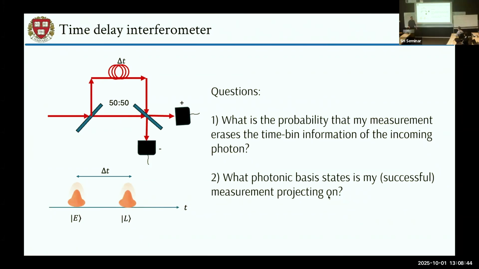Switches are lossy. You can have fast switches, but they're also usually lossy. You can also have slow switches, but then these time bins need to be separated by a lot. And so in the end, for most experiments, they just take the hit of a beam splitter. That being said, you could do it if you want. Yeah. So what are the photonic basis states that I'm measuring in when I'm successful?